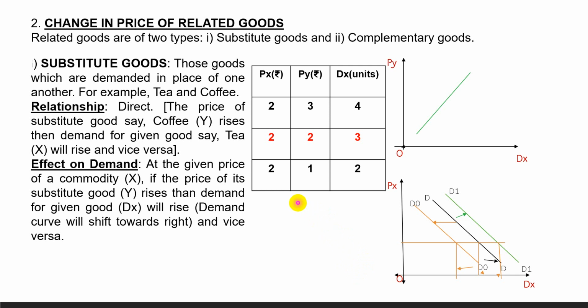towards left, upward movement. So there is a difference between movement and the shift. The shift occurs due to change in other determinants other than price, and movement due to change in its own price when other determinants remain constant.